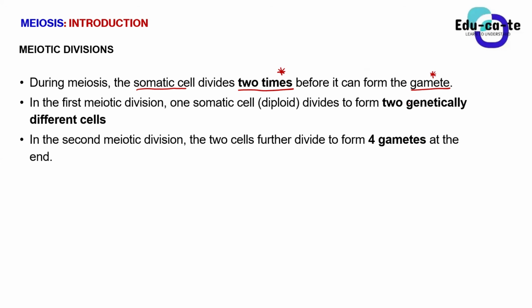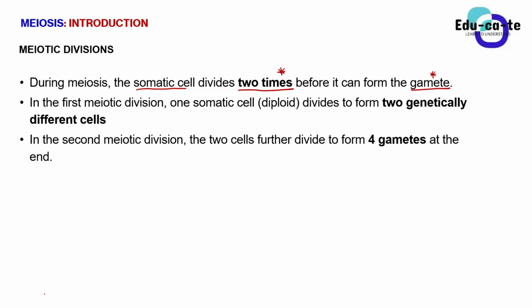Get used to these terms. I'm going to use them quite a lot. When I say gamete or sex cell, it is the same thing. The gametes that we have in males are sperm cells. The gametes that we have in females are the ovum, if it is 1. So get used to this term gamete, don't dodge it. Before a somatic cell can become a gamete, it has to divide 2 times.